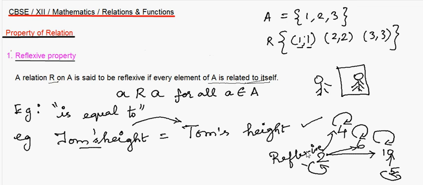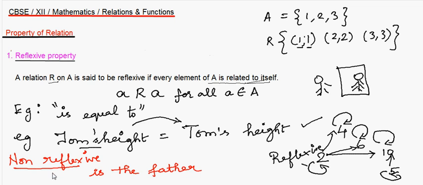We have something called non-reflexive relation. Non-reflexive means which is not a reflexive relation. That means if I say some relation like "is the father of", you can take some example, Ram is the father of Ram. Is it possible? Is Ram the father of himself? No, this is not possible. So such a relation is called non-reflexive relation. I hope you are clear with reflexive property.